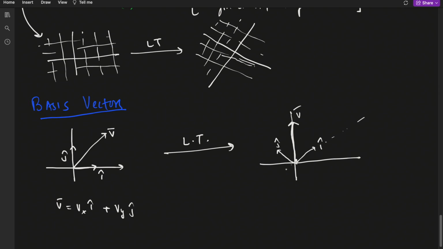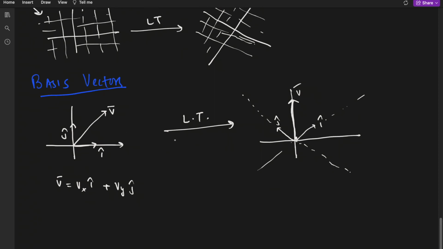Your grid lines are now, okay. So basically this linear transformation is a 45-degree anti-clockwise rotation, AC rotation. So you just rotated this vector 45 degrees anti-clockwise, and the length remains the same because in rotation length doesn't change.